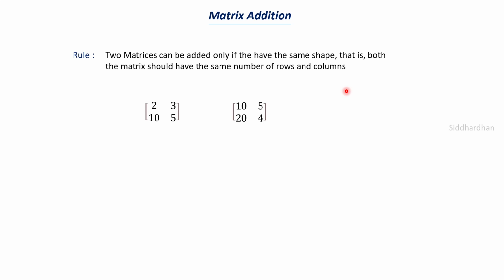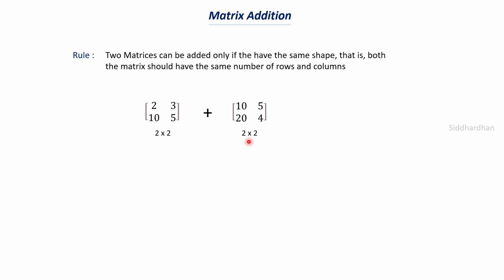Now we have two matrices here. Let's try to find the shape of the matrix. This is a 2 cross 2 matrix because it contains two rows. 2 and 3 represent the first row, 10 and 5 represent the second row. And it contains two columns. 2 and 10 represent the first column, 3 and 5 represent the second column. Similarly, this is also a 2 cross 2 matrix because it contains two rows and two columns. So these two matrices can be added because they have the same shape. Shape represents the number of rows and columns, and they have the same number of rows and columns.